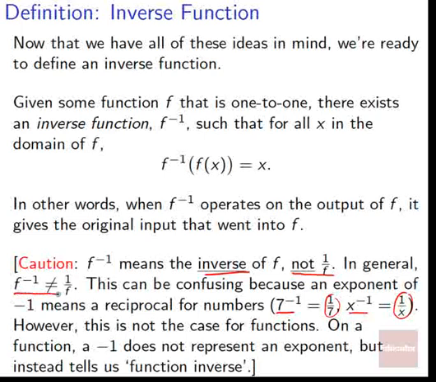But f is not to the -1. It's just a symbol that says inverse. Hey, this is a function inverse. So in general, f -1, f inverse, is not the same thing as 1 over f. The inverse of f is normally not the reciprocal of f. This exponent business where 7 to the -1 is 1/7 is not the case for functions. On a function, the -1 does not represent an exponent. It instead tells us function inverse. It's a way of saying this is an inverse function, not flip it to the reciprocal.